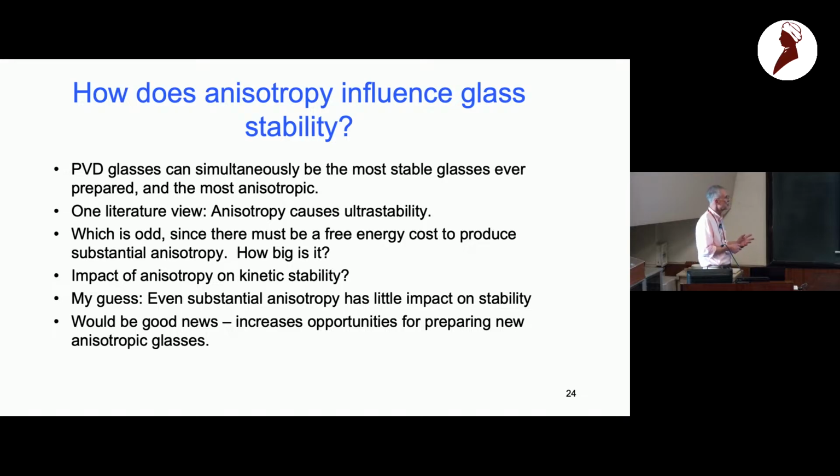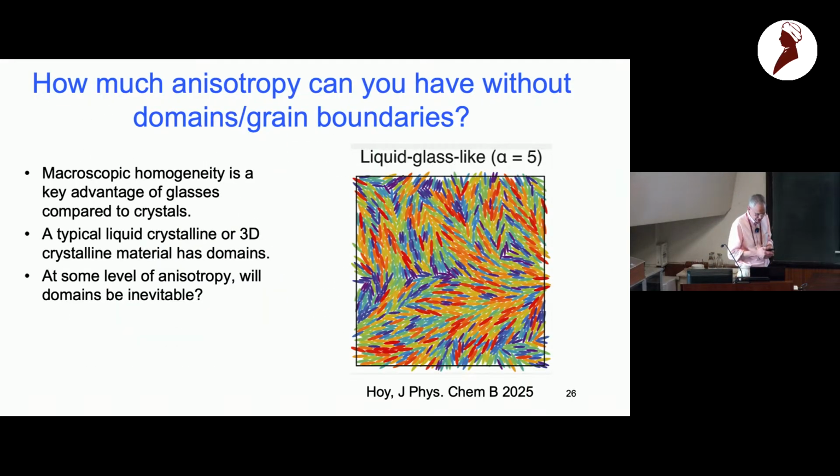And that would be sort of cool from an engineering perspective, because it means it'll be easier to produce. Maybe you don't want to do vapor deposition, but if you have some other means, you don't have to bias the system very much in order to come up with a substantially anisotropic material. Okay, so I think that's an interesting question.